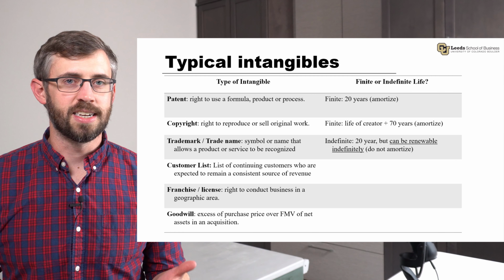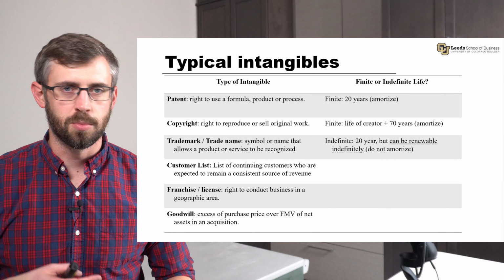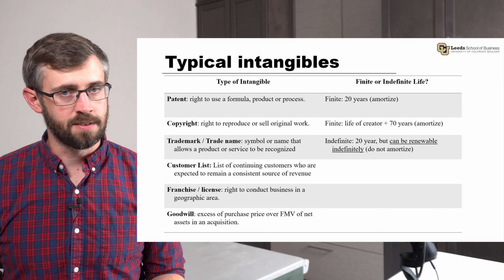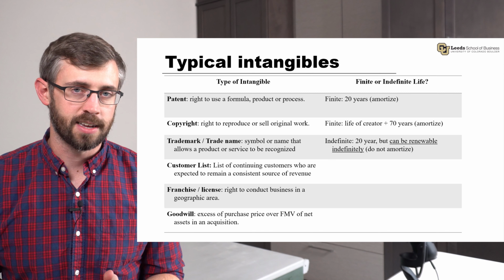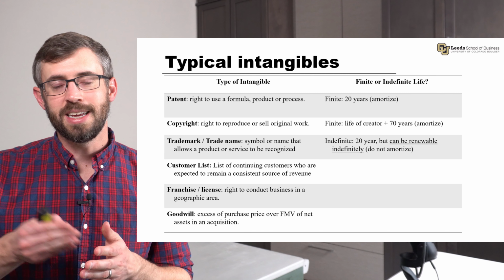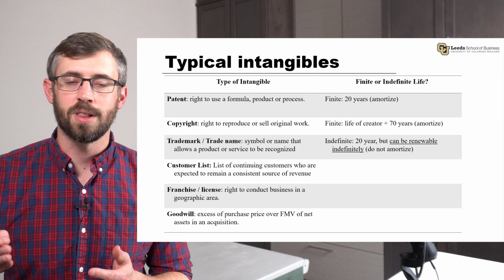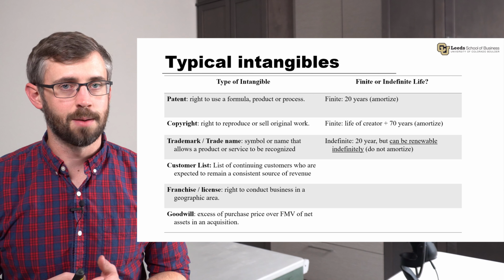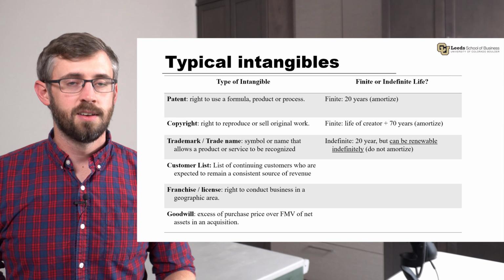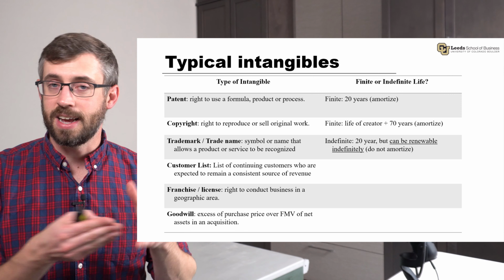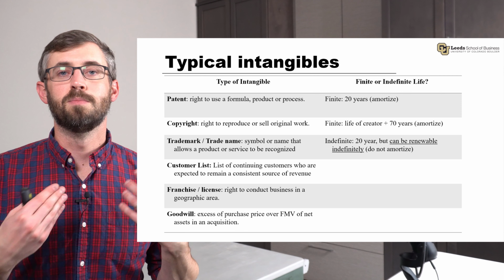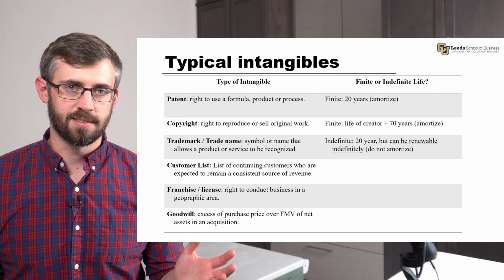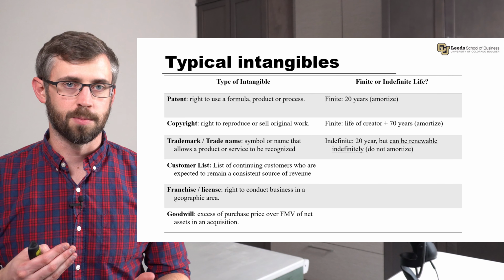Now, trademarks are trade names, which is the right to use some sort of symbol or business name or brand name. Technically, these have a legal 20-year life, which would make you think that they should have a finite life. But these trademarks can be extended indefinitely. So you can always apply to keep your trademark and make it last another 20 years, and you can do that as many times as you want. So in most cases, unless the company has a plan to phase out their trademark and stop using it, they'll treat a trademark as having an indefinite life, and so they won't amortize that, but instead they'll just test it for impairment periodically.